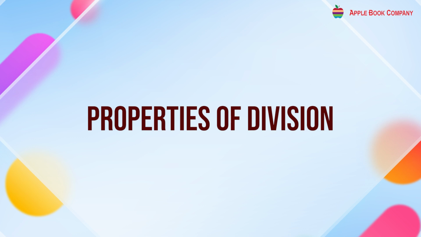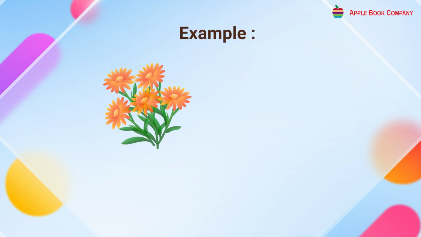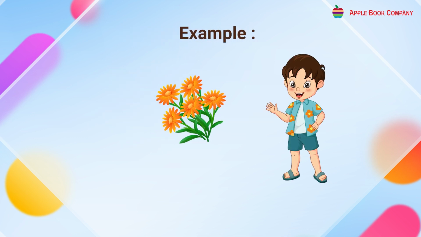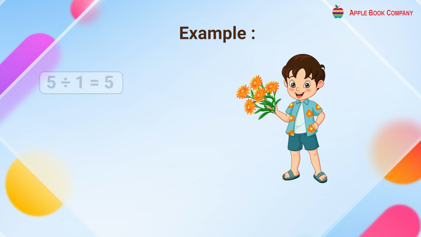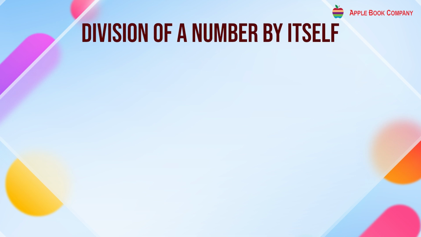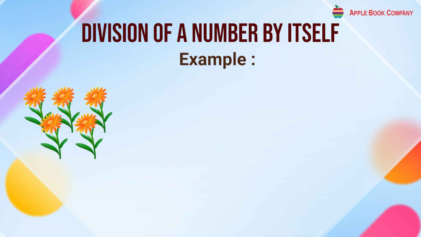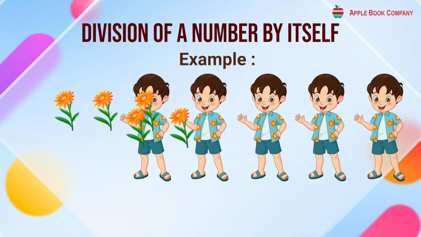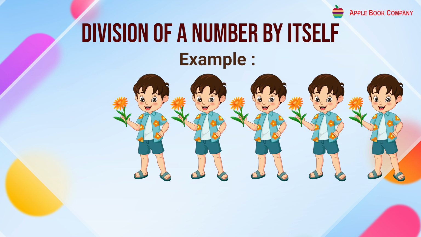Properties of division. For example, 5 flowers are to be given to one child, so he gets all of them. So we write 5 divided by 1 is equal to 5. Any number divided by 1 gives the same number. Division of a number by itself. For example, 5 flowers are to be divided among 5 children. So each child gets 1 flower, or 5 divided by 5 is equal to 1. So any number divided by itself gives 1.